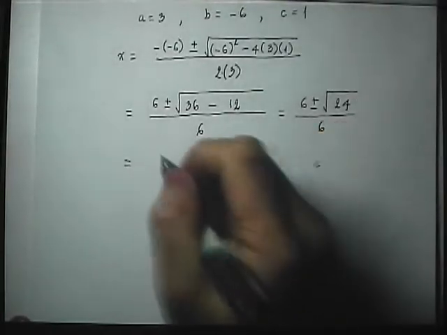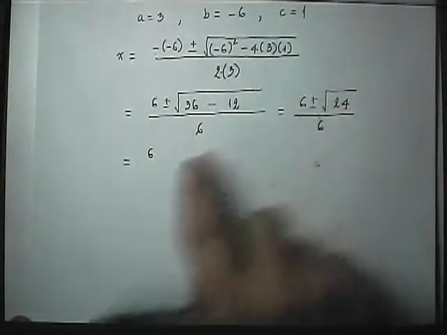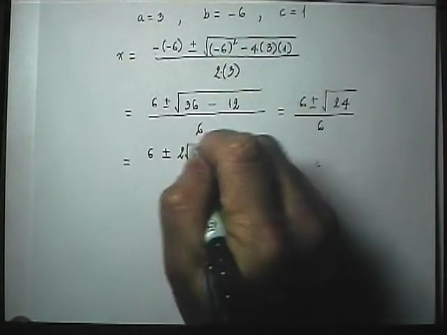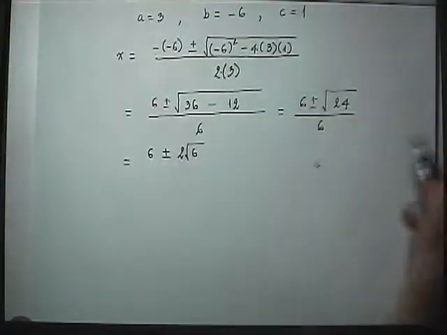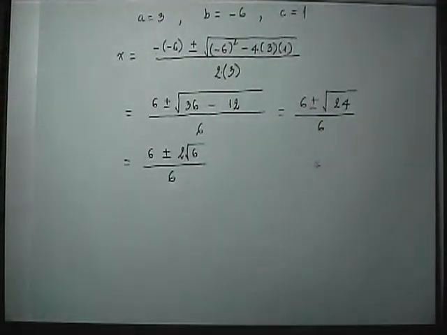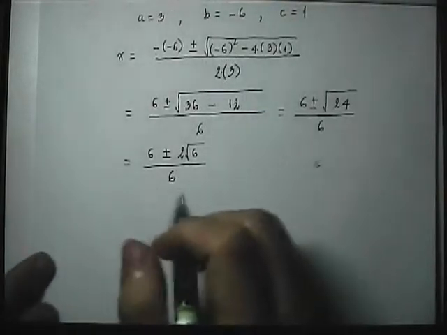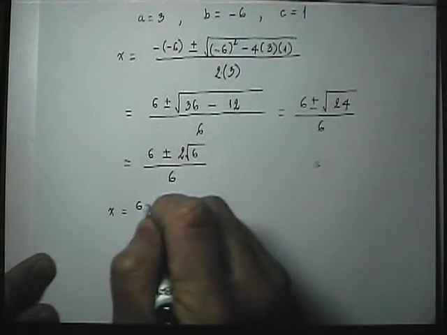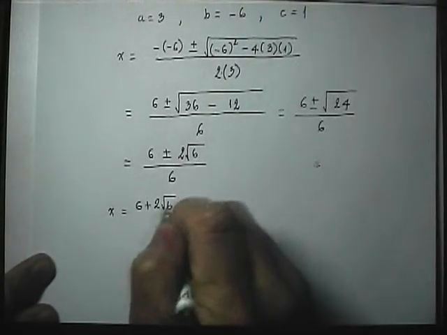But now I have 6, which is the first 6, plus and minus the square root of 24, which is reduced into 2 square root 6, and we divide it all by 6. So my two answers would be x equals 6 plus 2 square root 6 divided by 6.